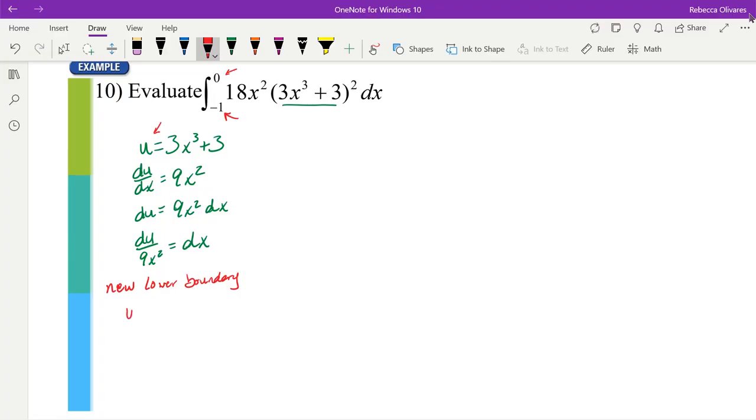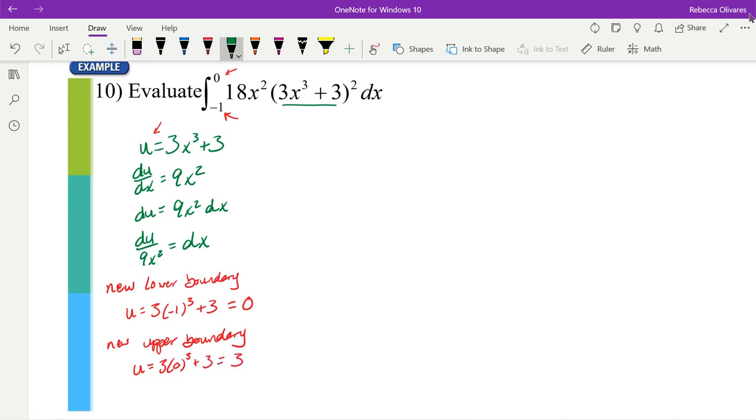So we're going to have u equals x cubed plus 3, and instead of x, I'm going to put -1 cubed plus 3, because -1 was my given lower boundary. So that's equal to 2. And then for my new upper boundary, we're going to plug in the 0. So that's going to be 0 cubed plus 3. And so that's just equal to 3.